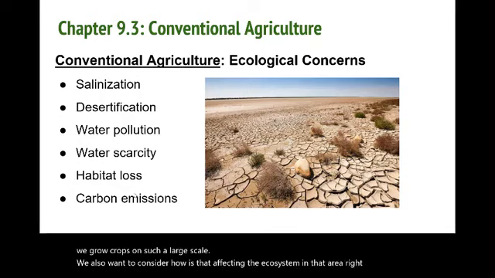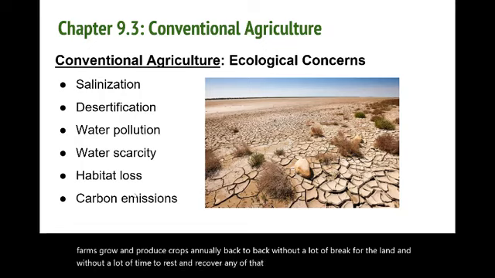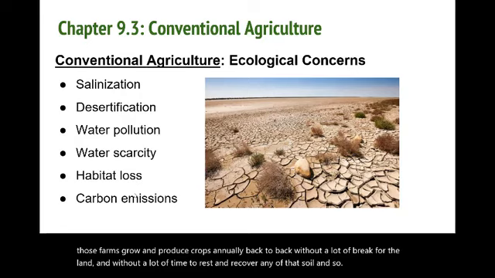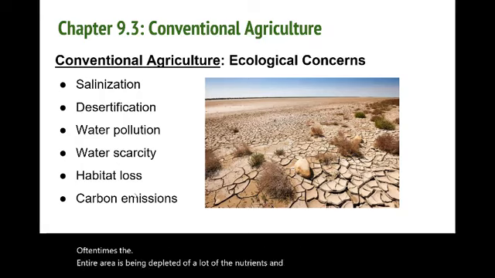Usually those farms grow and produce crops annually back to back without a lot of break for the land and without a lot of time to rest and recover any of that soil. And so oftentimes the entire area is being depleted of a lot of the nutrients and minerals available in that soil, but we continue to grow in that exact same area.